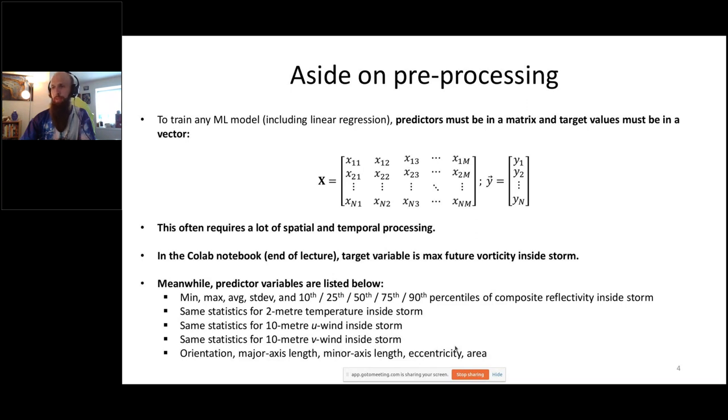So the whole point of listing these out here, you'll see a lot more detail in the notebook, so you don't have to memorize any of this stuff. It's just to emphasize that when you're trying to create this nice, tidy predictor matrix and this nice, tidy target vector, there's often a lot of spatial and temporal processing that goes on. And also in this case, there's storm tracking involved to figure out that a storm at time T1 is the same thing as the other snapshot of the storm at time T2 and time T3, et cetera, et cetera.